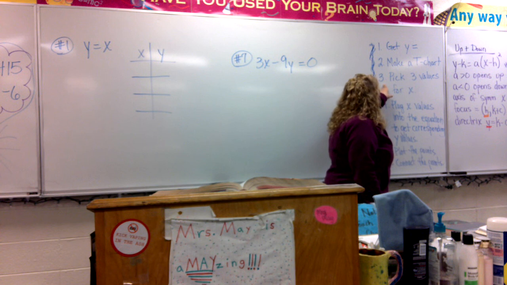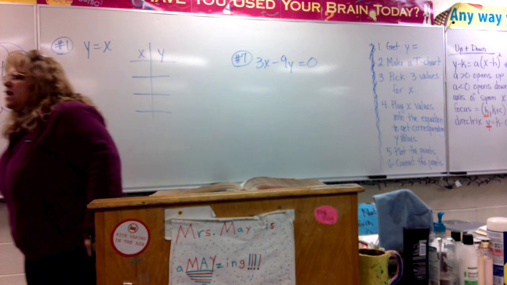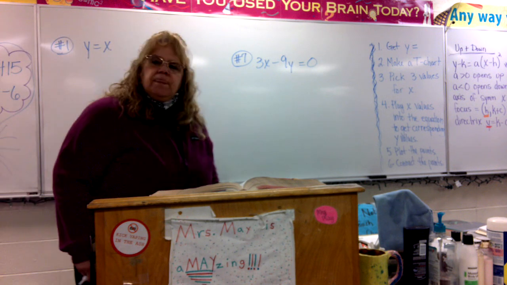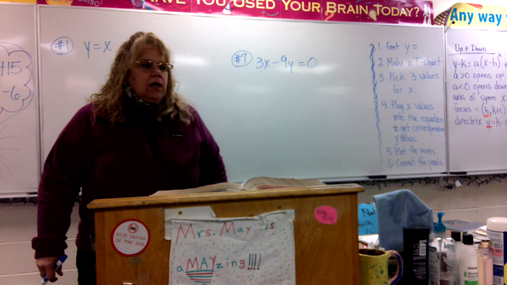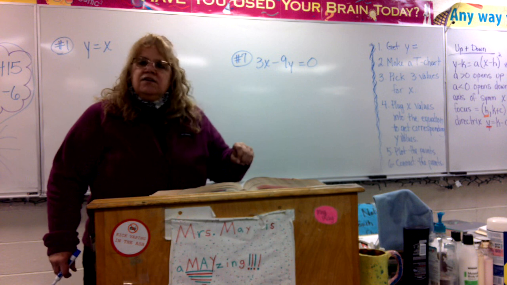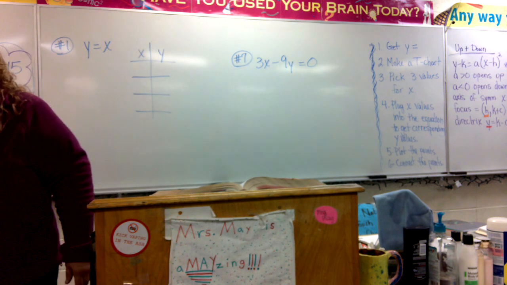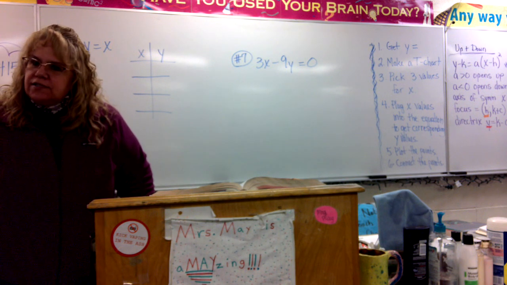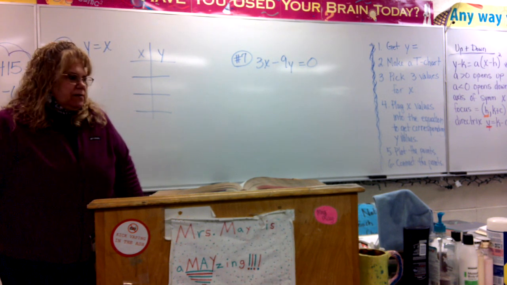Step 3, pick 3 values for x. What could you pick for x? 2, 1. What did you say? Say it again. Anything. If you want 2, pick 2. If you want 1, pick 1. You can pick whatever you want. If you want to pick 386, pick 386.